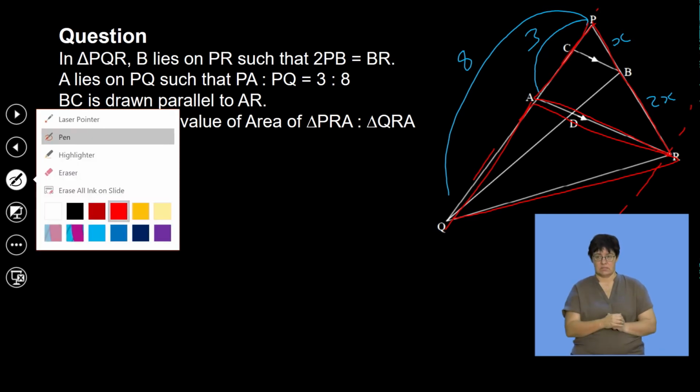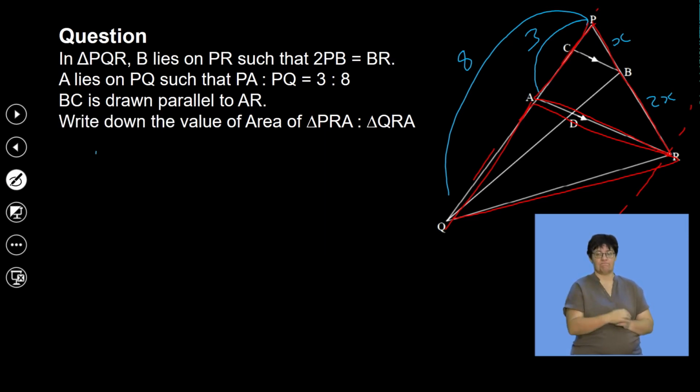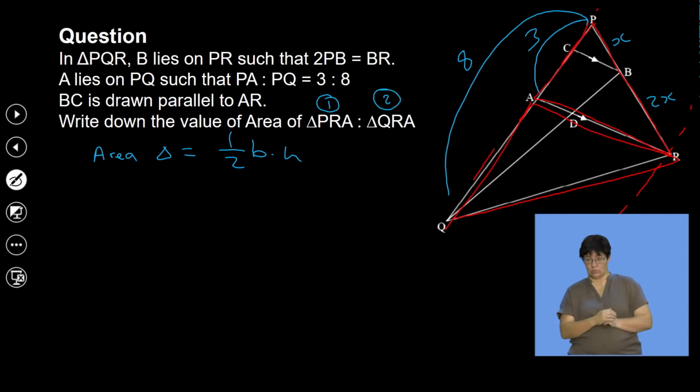Let me just use the correct color there. So you firstly write what is the area, right? Area of any triangle for that matter, it must be given by half base multiplied by height, right? And then I will call this number 1 and call that number 2.